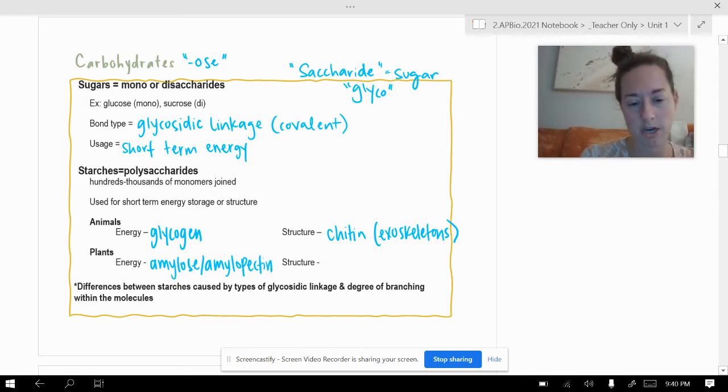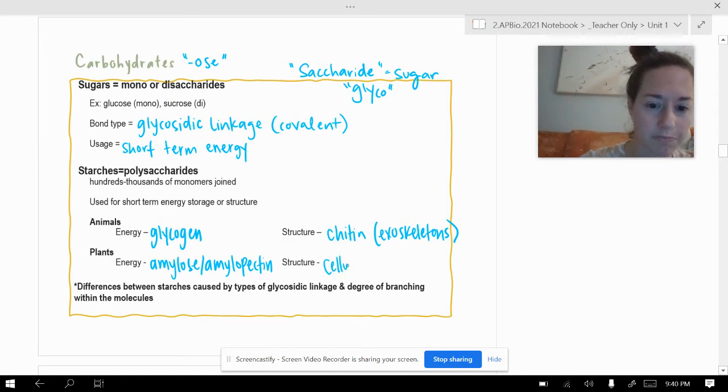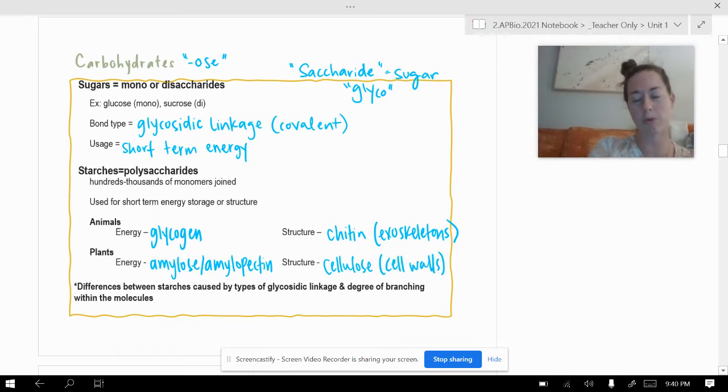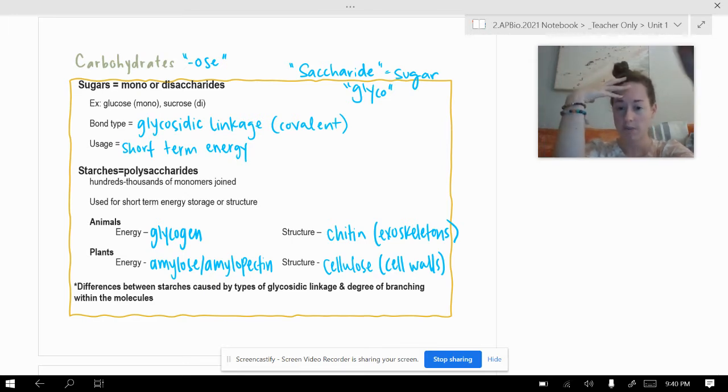And that's plant starch. Usually we just call it starch. So that's what you'll see it called a lot of times. And for structure, they use a carb called cellulose, and that makes up their cell walls. The crazy thing about this is that humans can break down amylose, plant starch, but we can't break down cellulose, even though they're both chains of glucose.